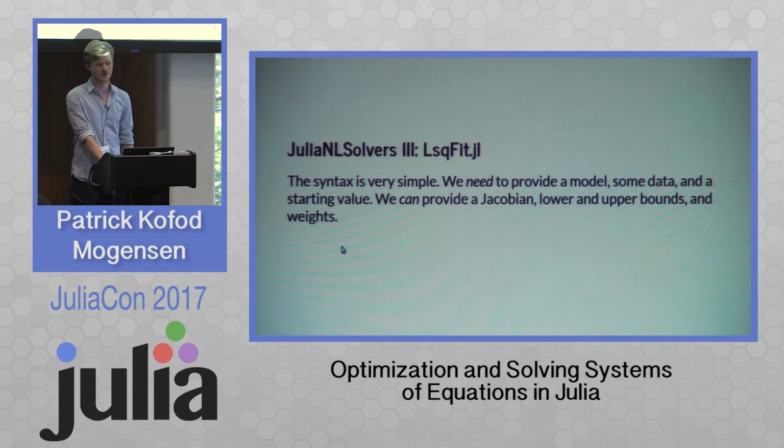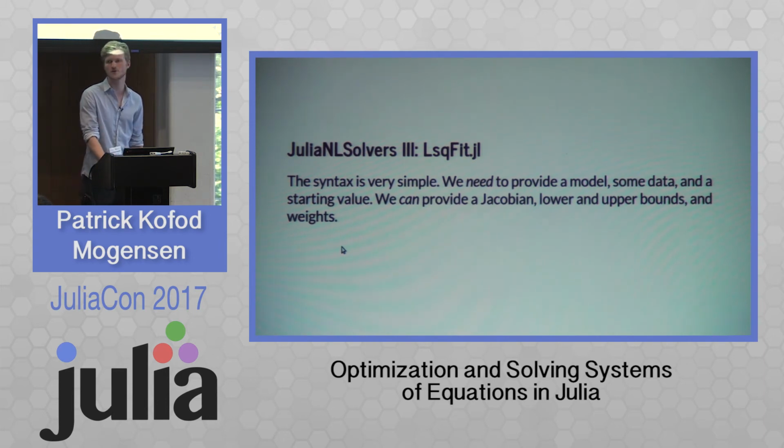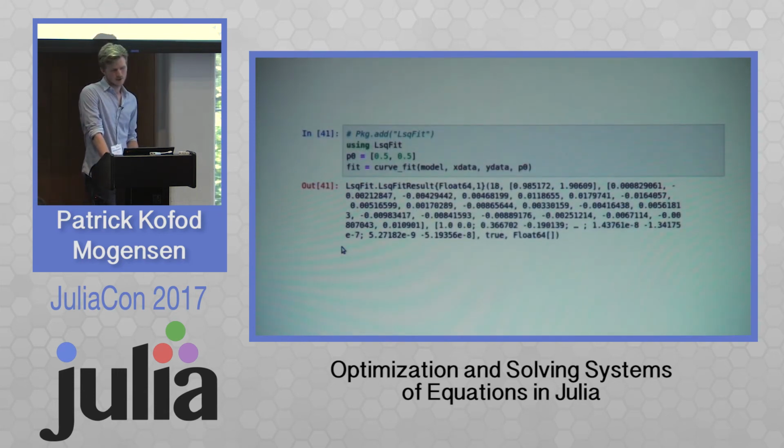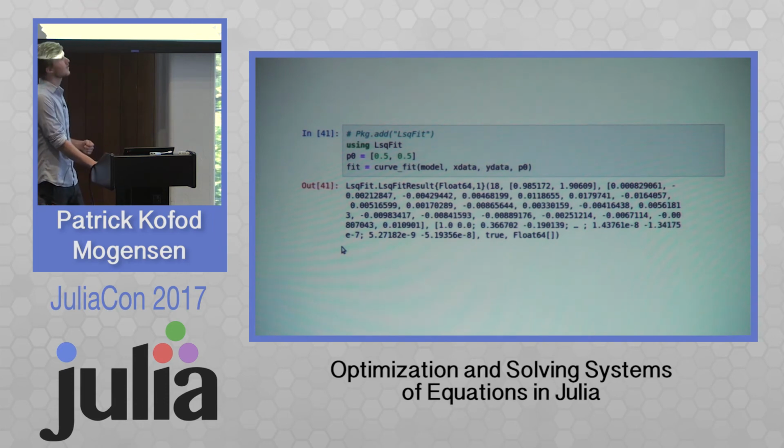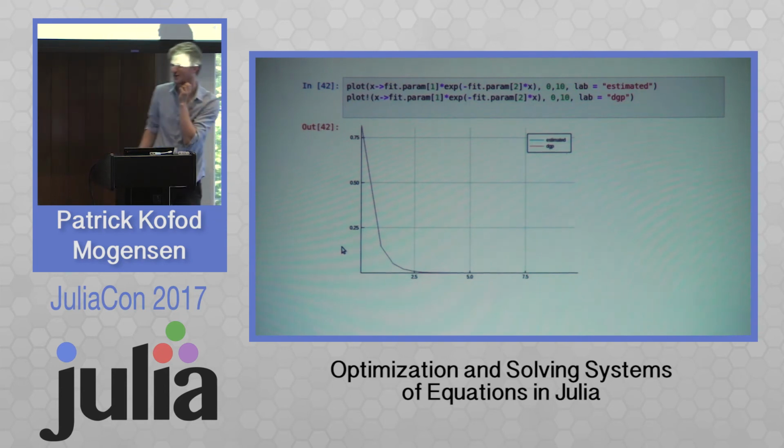Then LSQ fit can try to fit this curve to the points. You have to provide your model and an initial guess for the parameters, and then you can provide Jacobian information, lower and upper bounds on the parameters, and weights. If you want to put a low or high weight on some measurements, you can do that as well. The syntax is quite simple. You just provide the model, the data, x and y, and a starting value. Then we plot the true model and the estimated model.